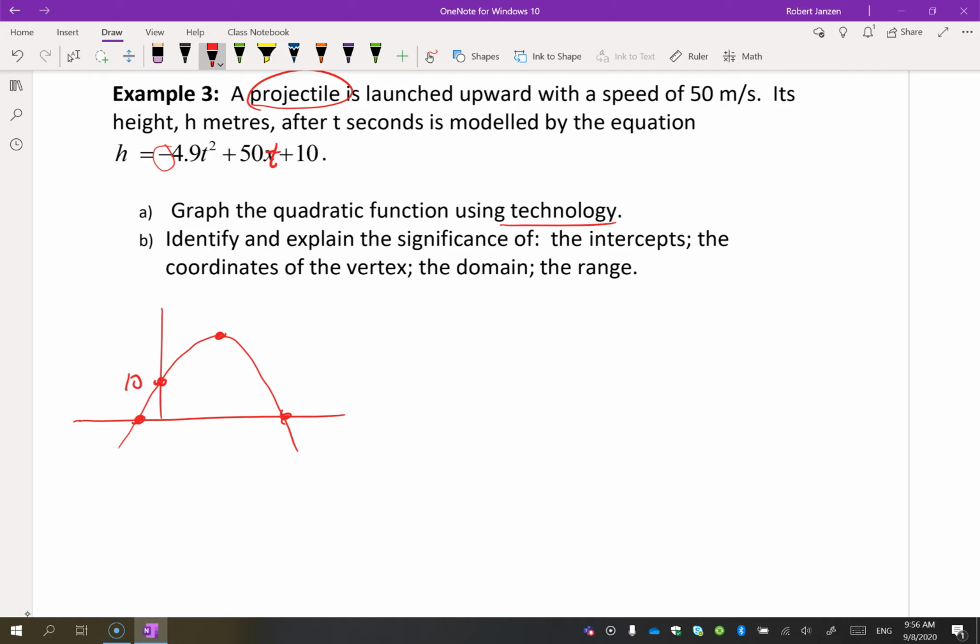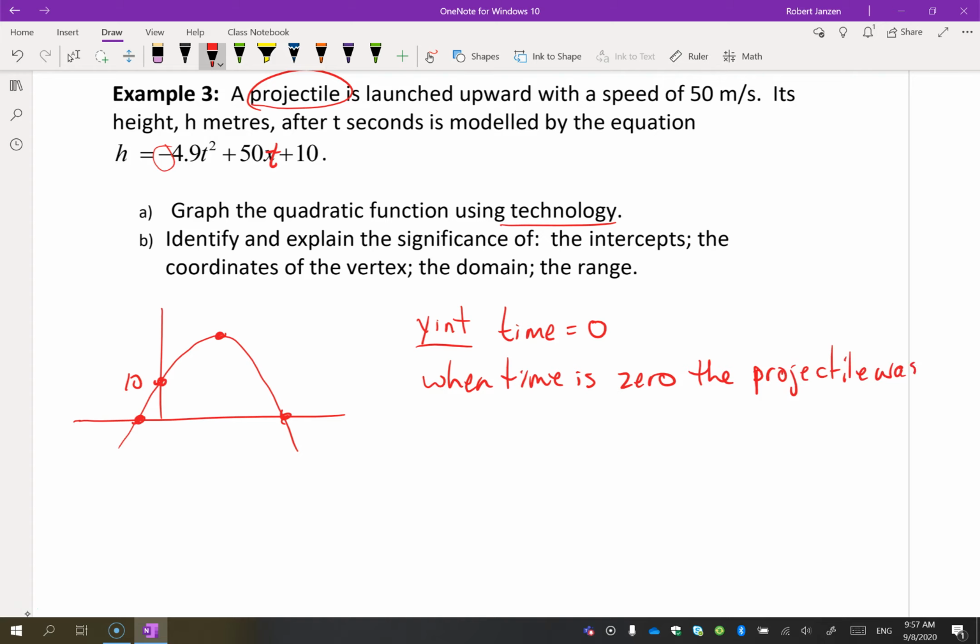Let's identify and explain the significance of the intercepts. Well, what is the y-intercept? The y-intercept is where x is 0. In this case, where time is 0. Where is time 0? That's at the start. That's when this thing was launched. It must have been at 10 meters. So when time is 0, the projectile was 10 meters high. So a launching platform or something.